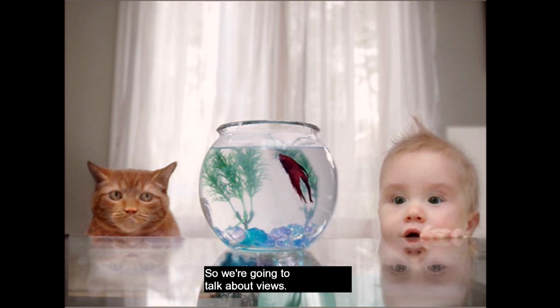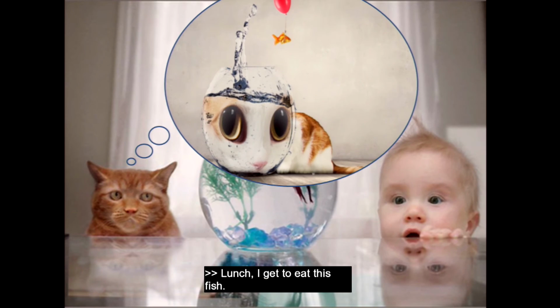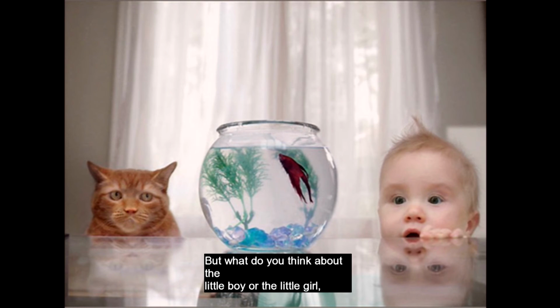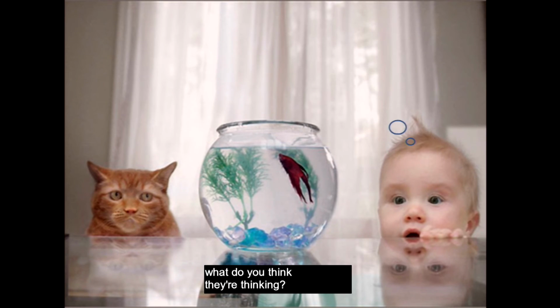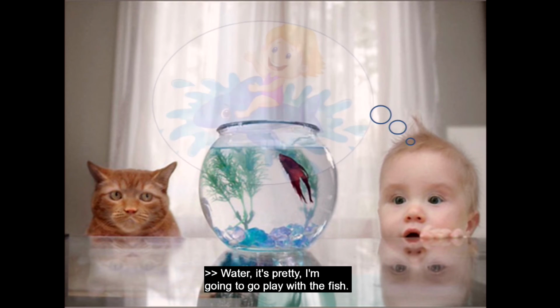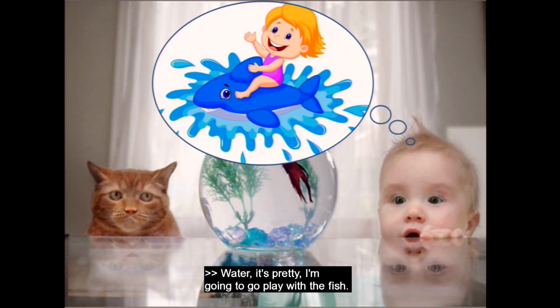So we're going to talk about views. Oftentimes, a school has different views on the child than we do. So what do you think the cat is thinking in this situation? Lunch. I get to eat this fish. But what do you think the little boy or little girl is thinking? Water, it's pretty. Woo, I'm going to go play with the fish. Do they have the same view of this fish? Not at all.